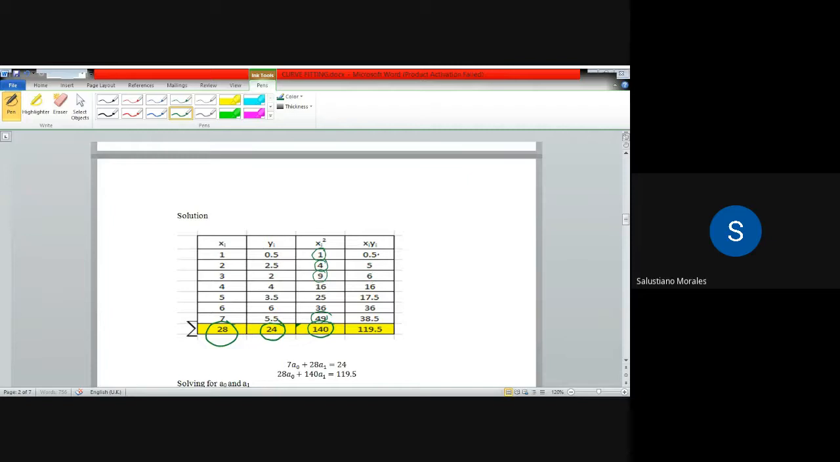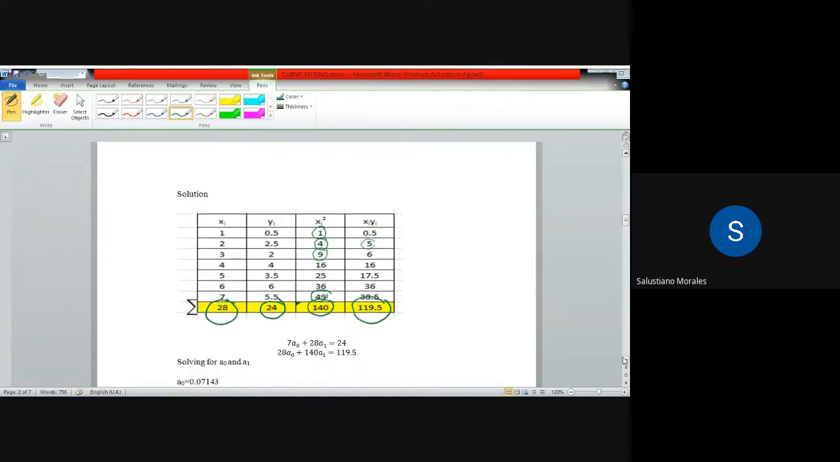Then yung product, so this 0.5 is the product of 1 and 0.5 from the values of x and y. 2 times 2.5 is 5. 3 times 2 is 6. Up to the last na 7 times 5.5, that is 38.5. And add all of these values, we arrive a value of 119.5. So ito yung mga summations na nakuha natin.